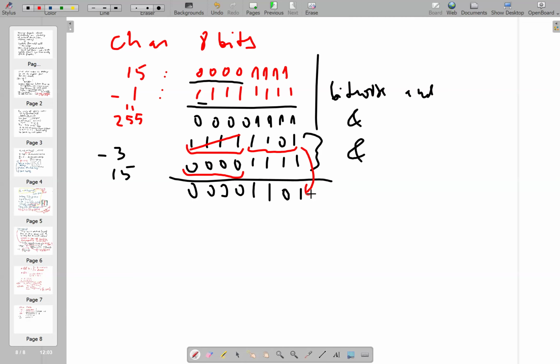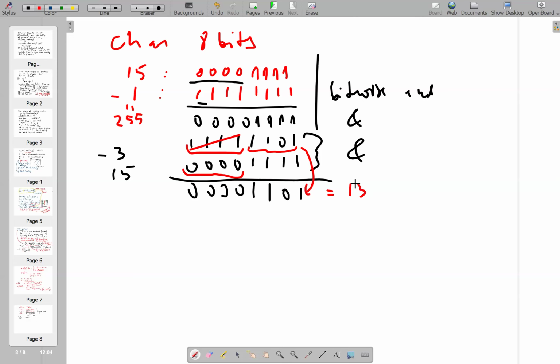So taking bitwise AND with 15, because 15 has 1s in the lower bits and zeros in the higher bits, removes everything which is in the higher bits. Now the result is, what is the number here? It is 1, 4, 8. 1, 4, 8 is 13, right? This is 13.